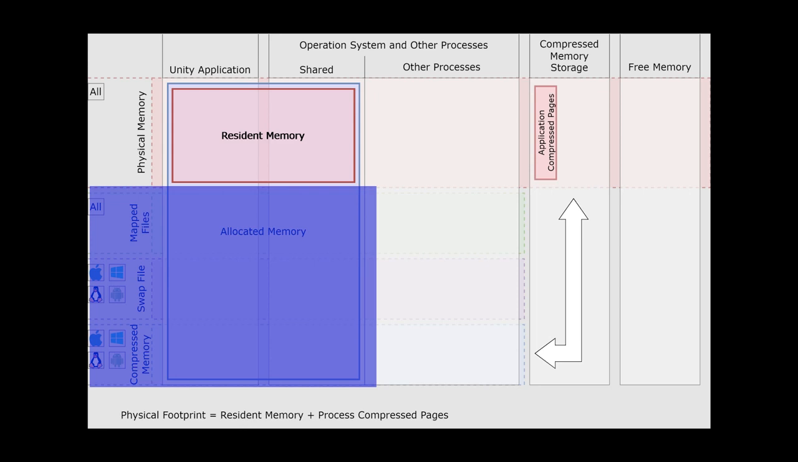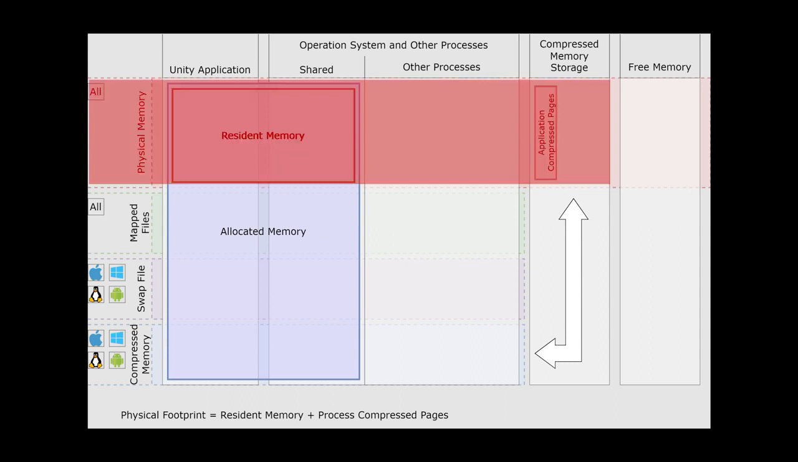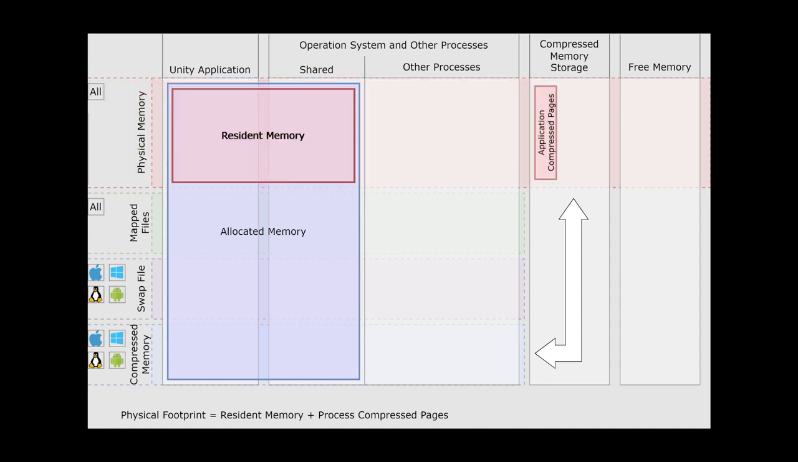This is what Unity expects could actually be used by this game. If there is not enough memory left in RAM for the allocated memory, it should not cause the game to crash, but it is something you should try and avoid by monitoring your game's memory usage. The physical footprint is the memory used by Unity to run your game, and is the resident memory plus the process compressed pages that have been passed to compressed memory storage. To understand this in more detail, click on the link to the Unity blog in the video description below.